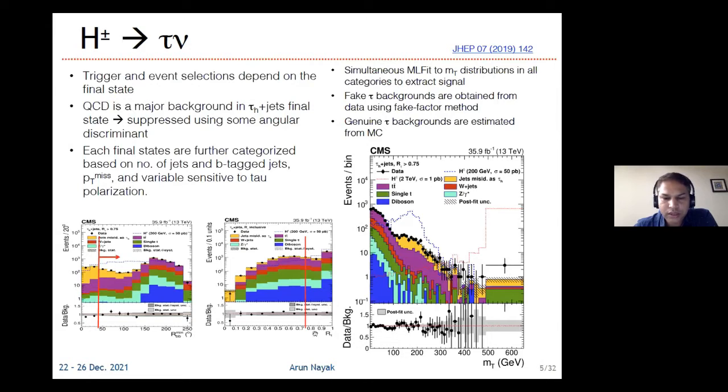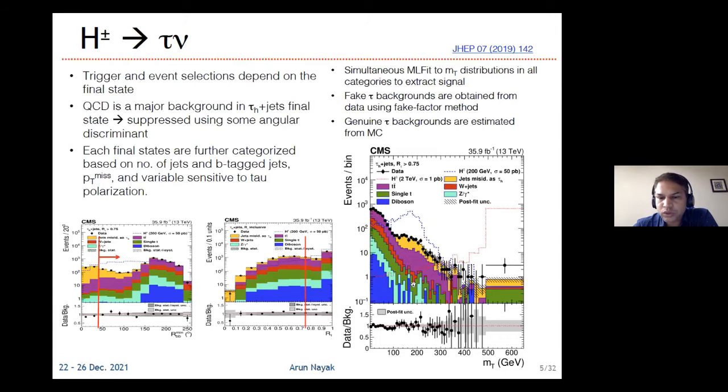Here it is defined as R tau, which is the ratio of the leading track pT over the total tau pT. Okay, then each final state is further categorized based on the number of jets and b jets, and also missing momentum and variables sensitive to the tau polarization. Then you perform a simultaneous fit to the final discriminant, which is the transverse mass of the tau plus MET, in all categories to extract the signal.